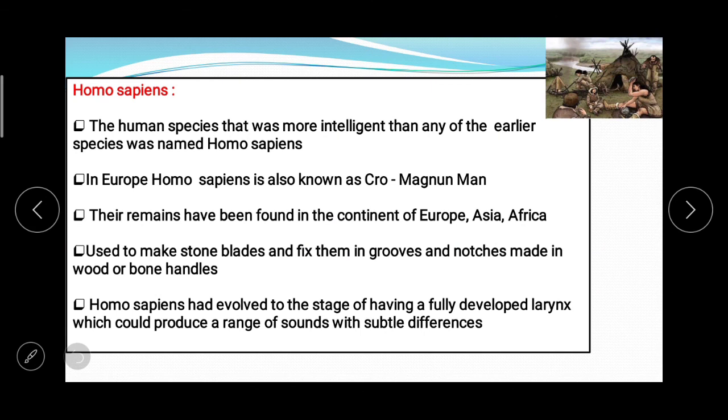Then the Homo sapiens is a name used for humans that were more advanced than Neanderthals. Homo sapiens means more intelligent than any other earlier species was named. सबसे ज़्यादा दिमाग वाले, सबसे ज़्यादा बुद्धि वाली स्पीसीज था. The Neanderthals and the Homo sapiens were neighbors for some time in Europe. दोनों एक दूसरे के साथ रहते थे.